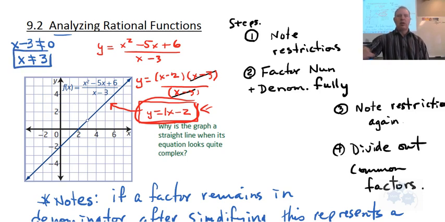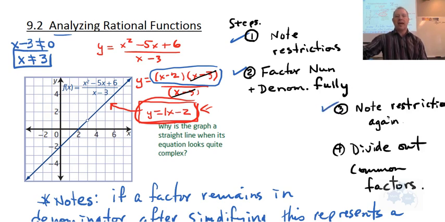So step 1, note restrictions, because when you start to simplify, you might forget what values are restricted. And so that's important. Number 2, factor the numerator and the denominator fully. And that's what we did in this step right here. We factored both the numerator and the denominator as much as possible. Show it as factors. That's step number 2.